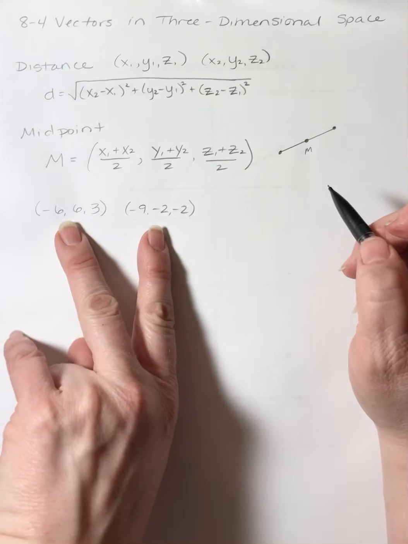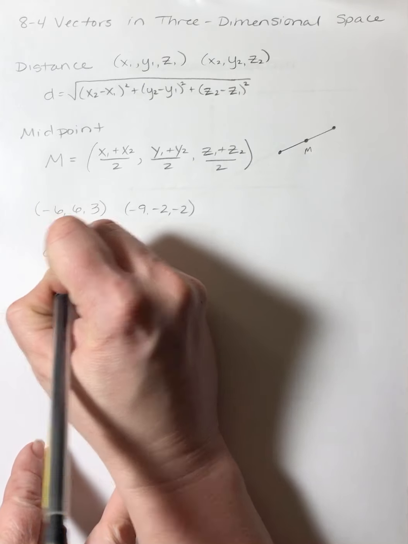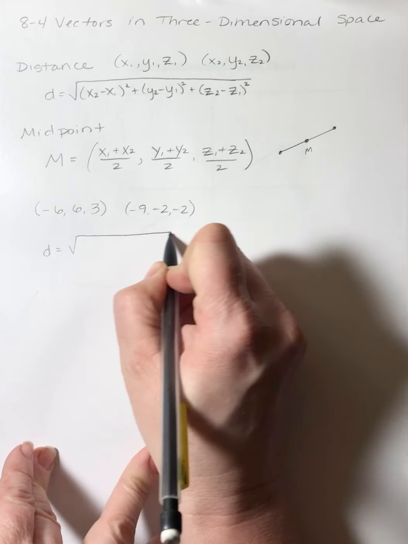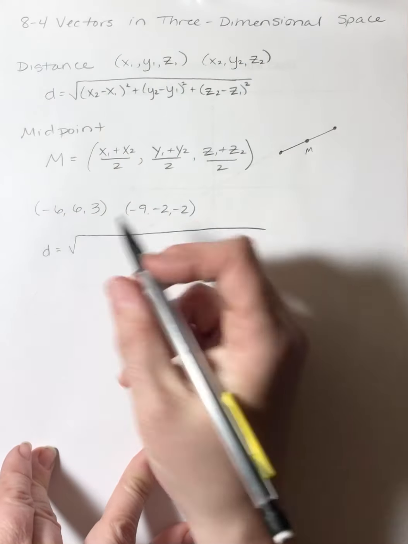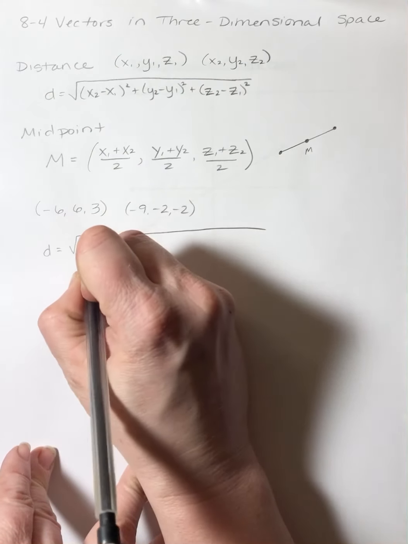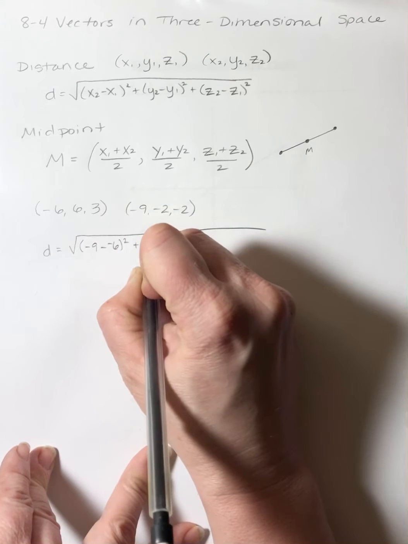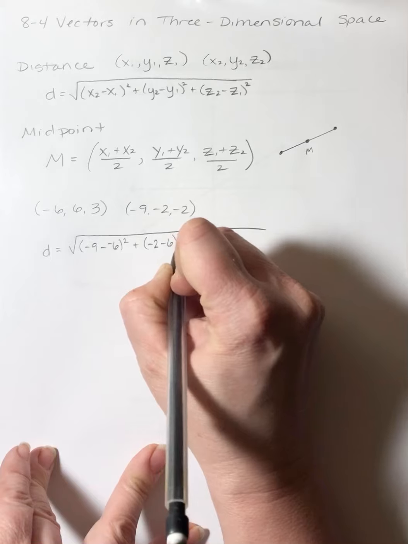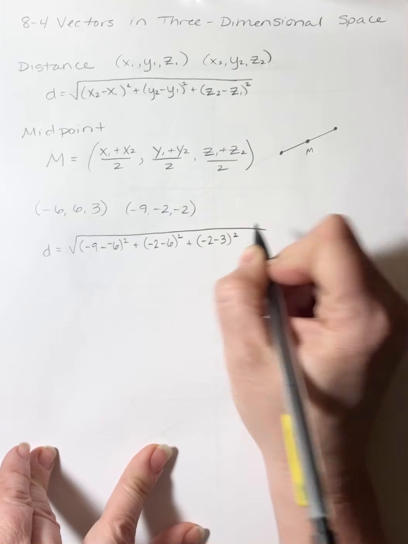So here's two ordered triples. I'm gonna find their distance. So my distance, and now these are not like vectors. It doesn't matter which is my first point and which is my second point, okay? But I'm gonna do -9 minus a -6 squared plus -2 minus 6 squared plus -2 minus 3 squared.